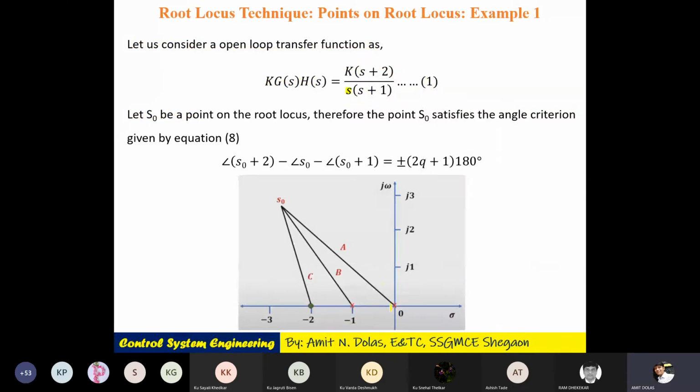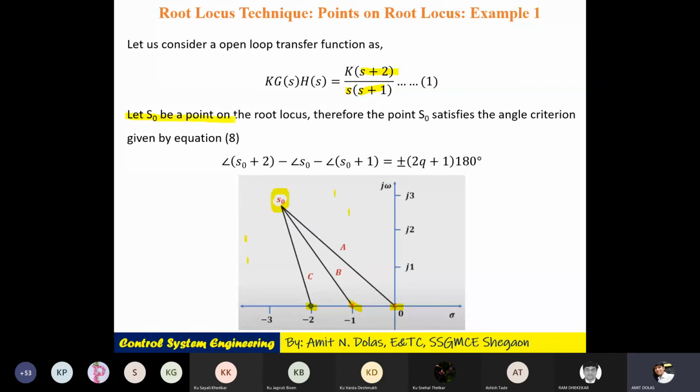The pole at 0 is here, the pole at minus 1 is here, then the zero at minus 2 is shown with a circle. What we have done here is that we have the locations of poles and zero, but I will choose any point on the graph, this point, this point, any. So I have chosen this point, say s0, and joined all the poles and the zero with that s0, and I am trying to find out whether this s0 is on the root locus or not.